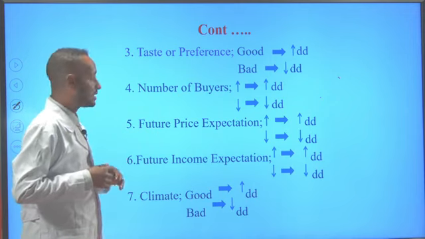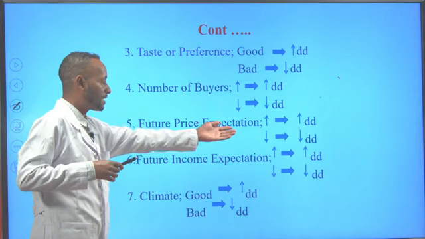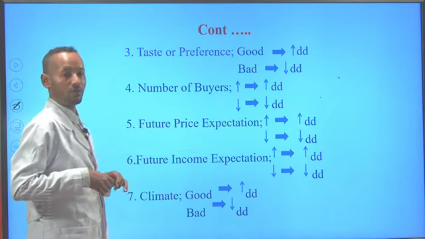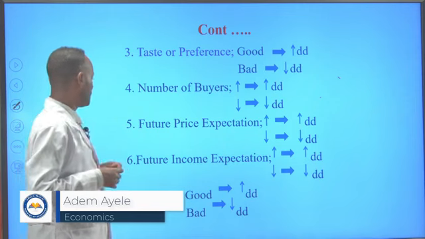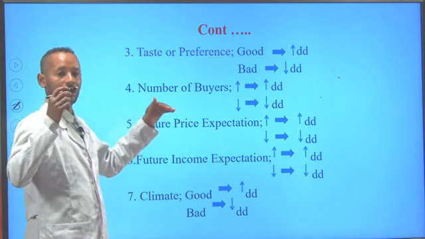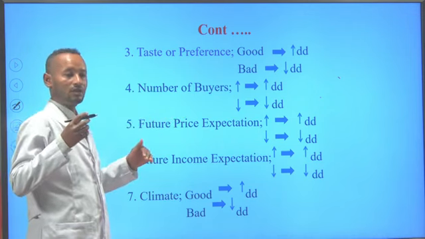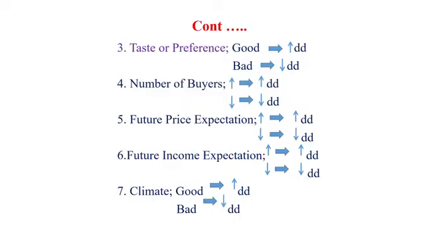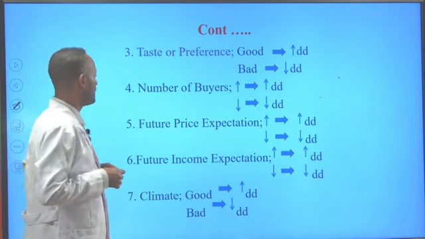So there is a direct relationship between the changes in the direction of future price expectation and the demand for a commodity. Similarly, if you expect higher income in the near future, then the demand for a commodity will increase, and if you expect lower income in the future, then the demand for a commodity will decline. Again, there is a direct relationship between the changes in the direction of future income expectation and the demand for a good. Climate is another determinant. If there is good climate, then the demand for a commodity will increase, and with bad climate conditions, then the demand for a commodity will decline.